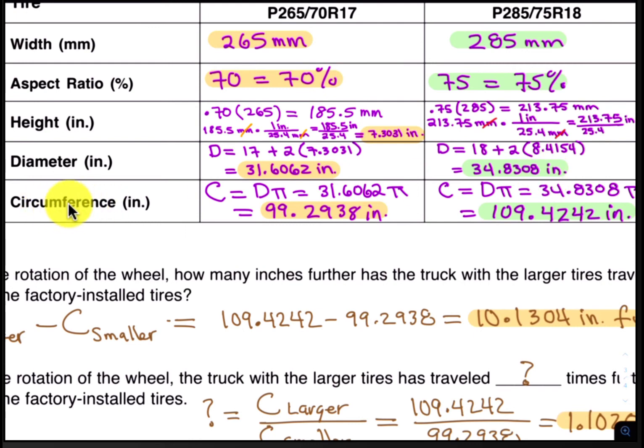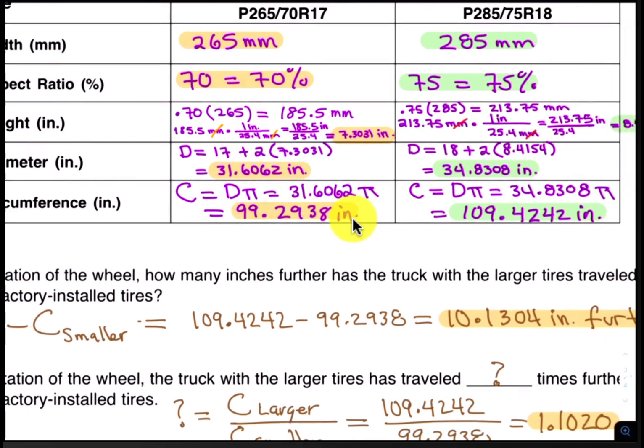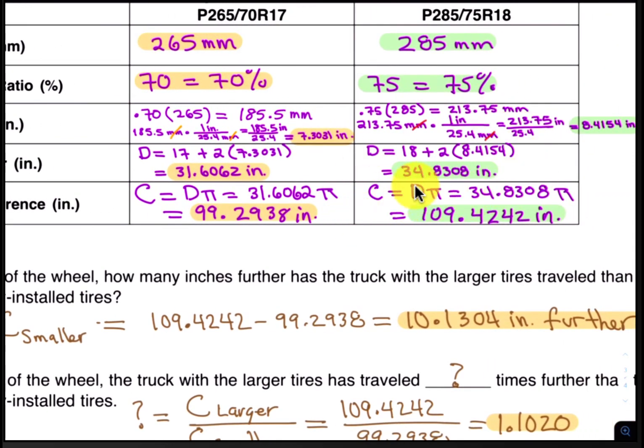And then the last line is circumference. The circumference of the tire, using the formula, circumference is the diameter multiplied by pi. We just found the diameter, which is the 31.6062. We multiply that by pi, and we get a circumference of 99.2938. For the larger tire, same formula, circumference is diameter times pi. Diameter is 34.8308. Multiply that by pi, and you get 109.4242 inches.